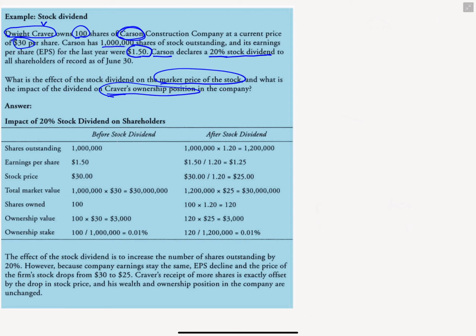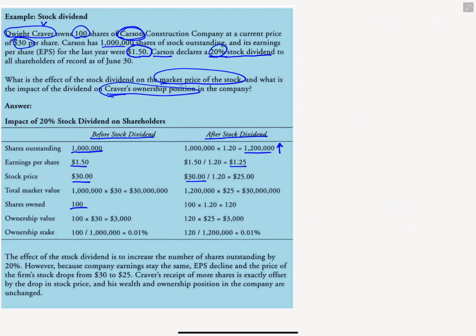Okay, we have before stock dividend and after stock dividend effects. Shares outstanding was 1 million. After a 20% increase in the number of shares, we have 1,200,000. Okay, number of stock increased. Earning per share decreased, because we'll come to that here. Stock price, how stock price changed, we'll see.